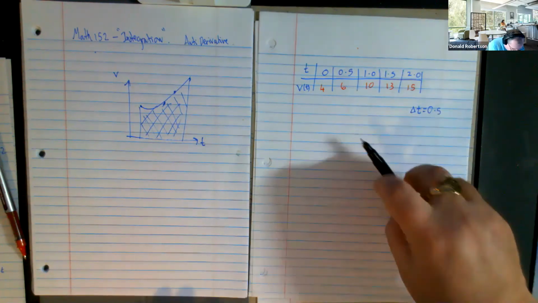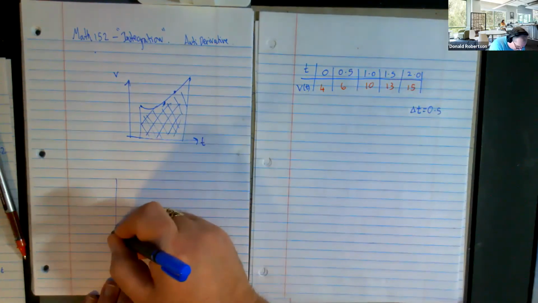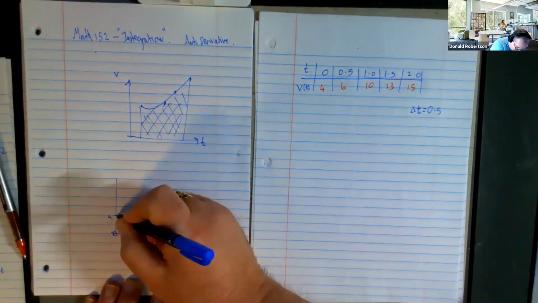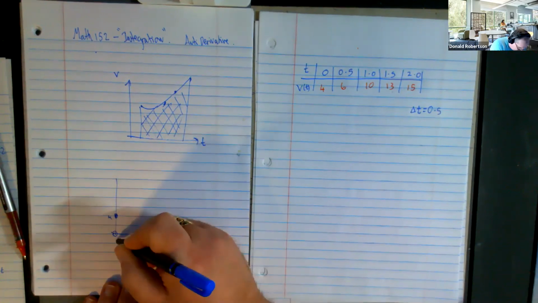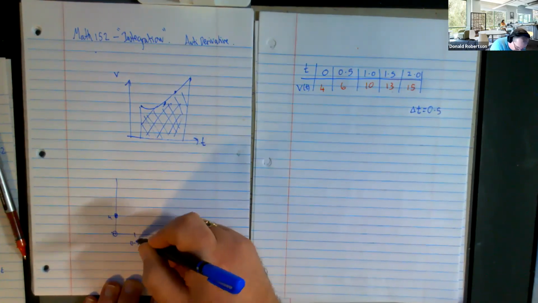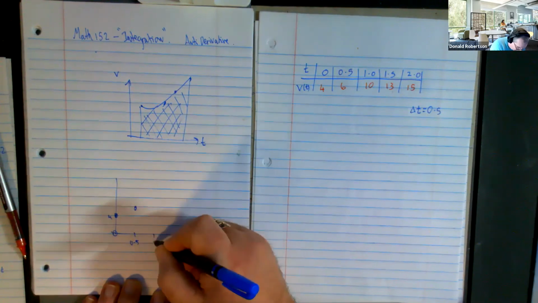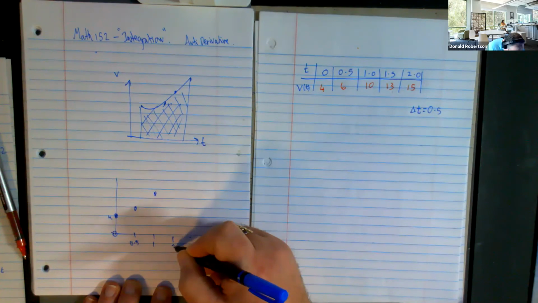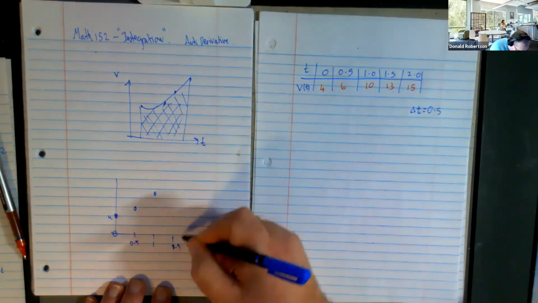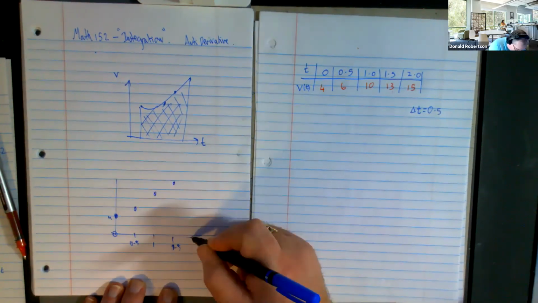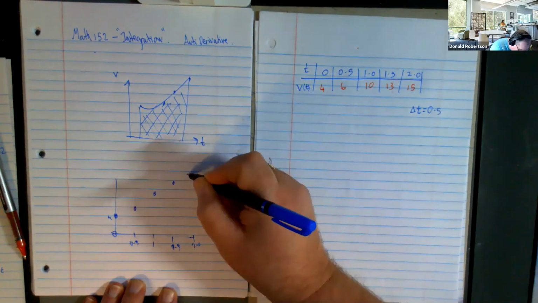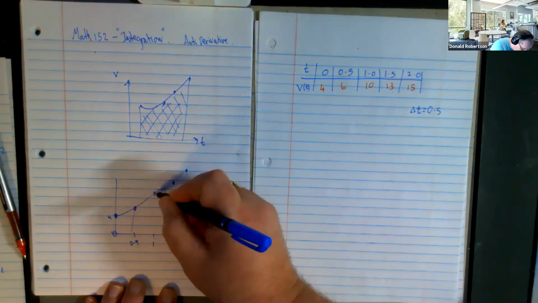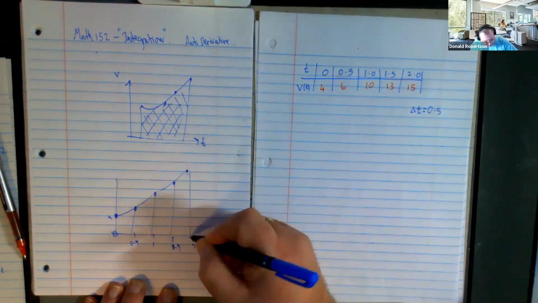If I plotted them, it might look something like this. At time 0, you get 4. And then at the half second mark, you get 6. And at the 1 second mark, you get 10. And at the 1.5 second mark, you get 13. And at the 2 second mark, you get 15. You can imagine these are the dots. They look something like that. But doesn't 5 dots only give you 4 strips?